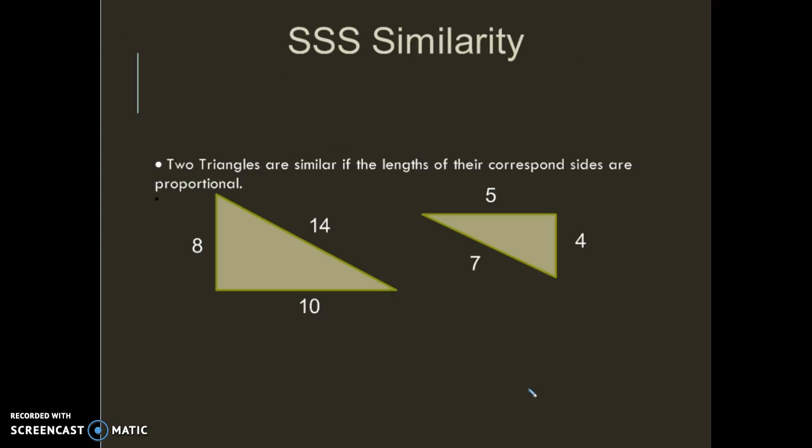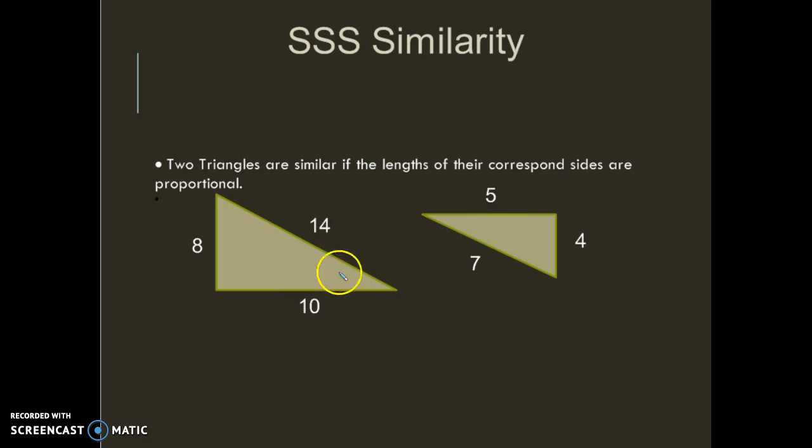Then we have side, side, side similarity. So there's side, side, side for congruent triangles and for similar triangles. And it doesn't mean that all the sides are the same, because if all the sides are the same, the triangles are the same. Similarity talks about there being a proportion between the two sides. It says two triangles are similar if the lengths of their corresponding sides are proportional.